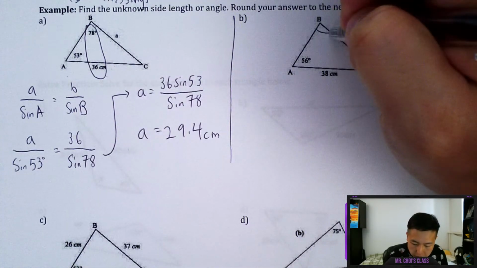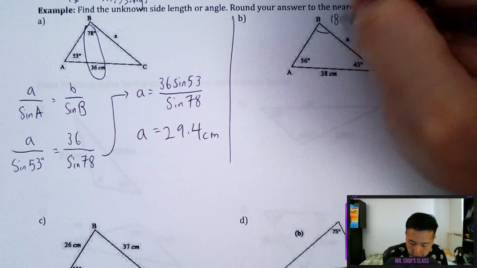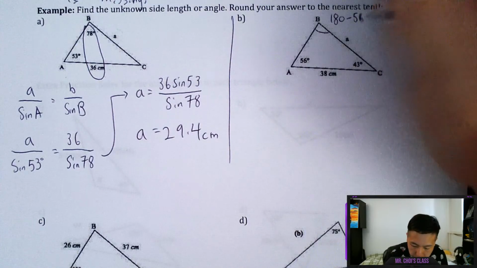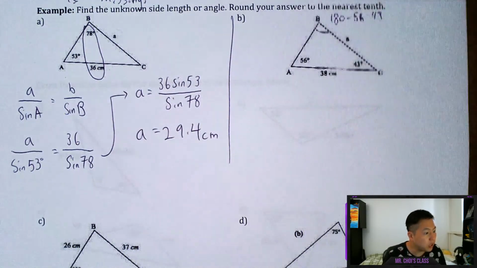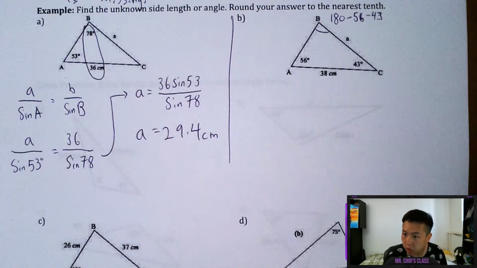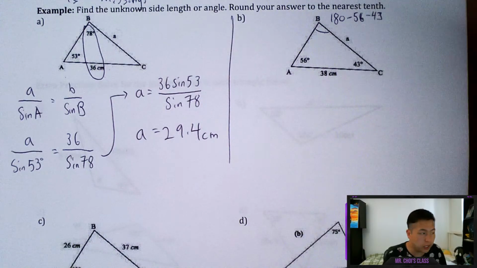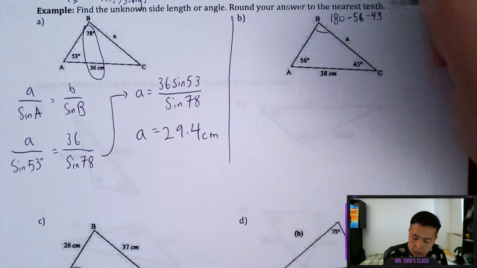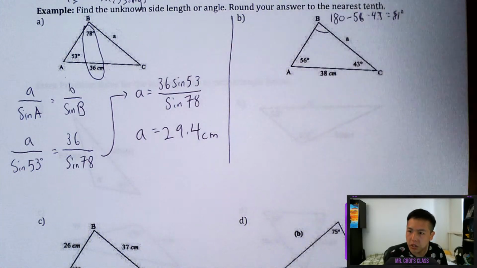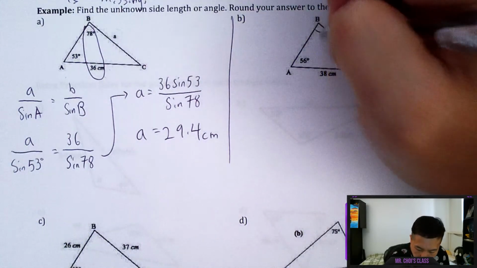So this angle here, we know is going to be 180 minus 56 minus 43. Right? We should understand that all three angles of a triangle add to 180. That's a rule you already know. So that's going to be 81. Right? 81 degrees. So this is 81 degrees.